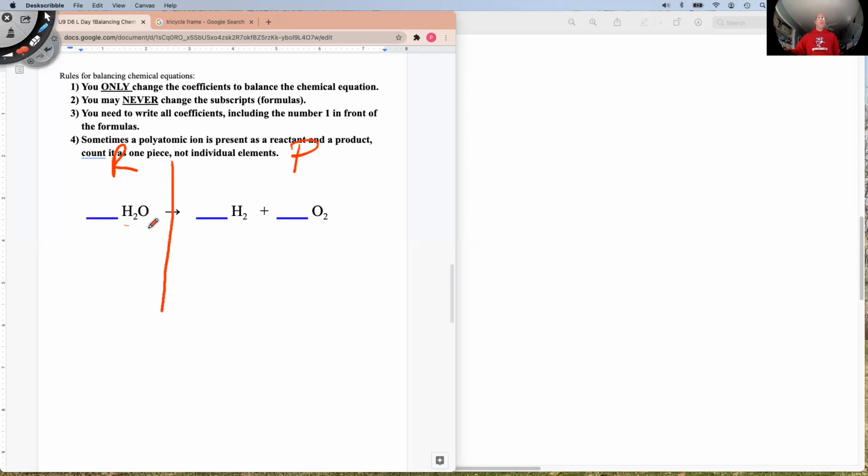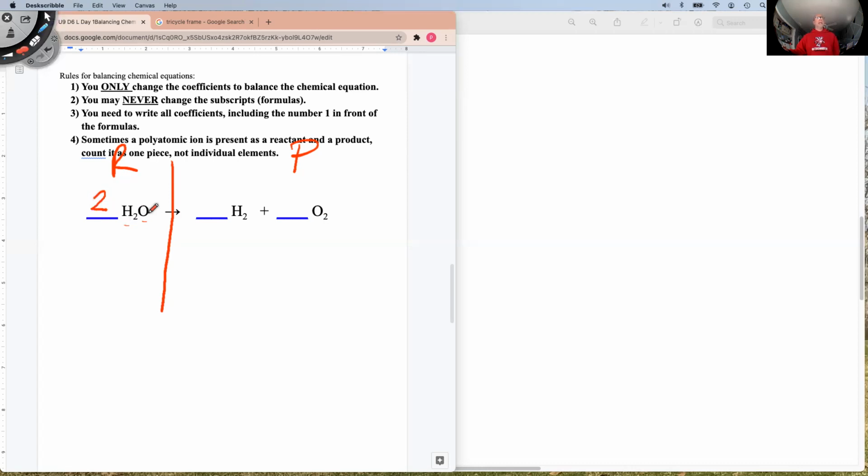I usually will start at the first element and just balance. Are they the same on the left as the right? Next, we have oxygen. How many oxygen atoms do we have? We have 1 oxygen atom here. How many oxygens do we have on the other side? We have 2 oxygen atoms. Those are not balanced. So I need to make sure that I turn the number of oxygens the same, and you can only do that by adjusting the coefficient. So I'm going to put a 2 in front.